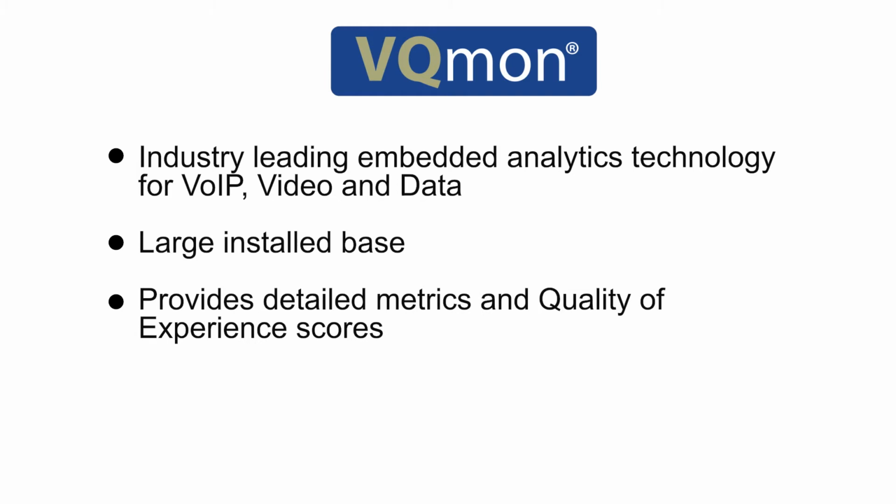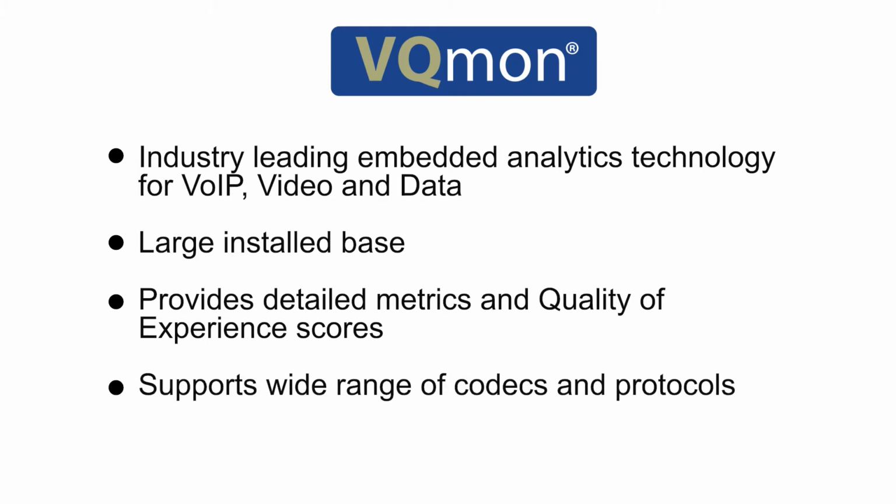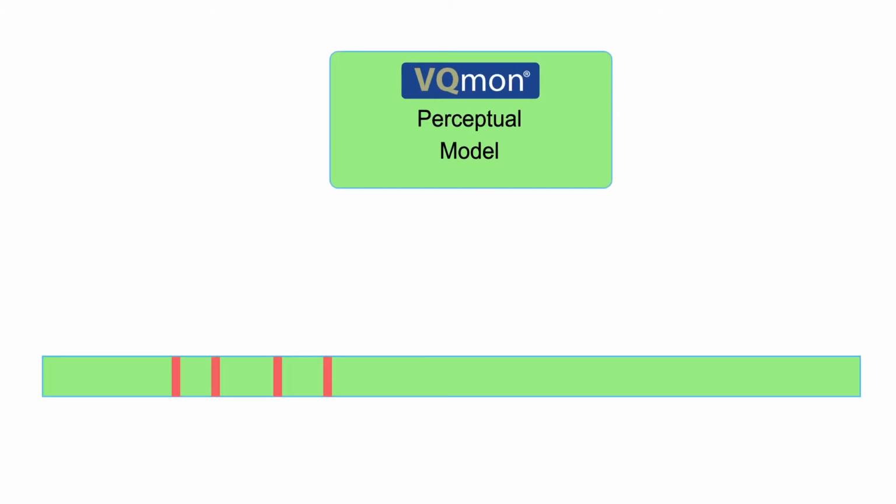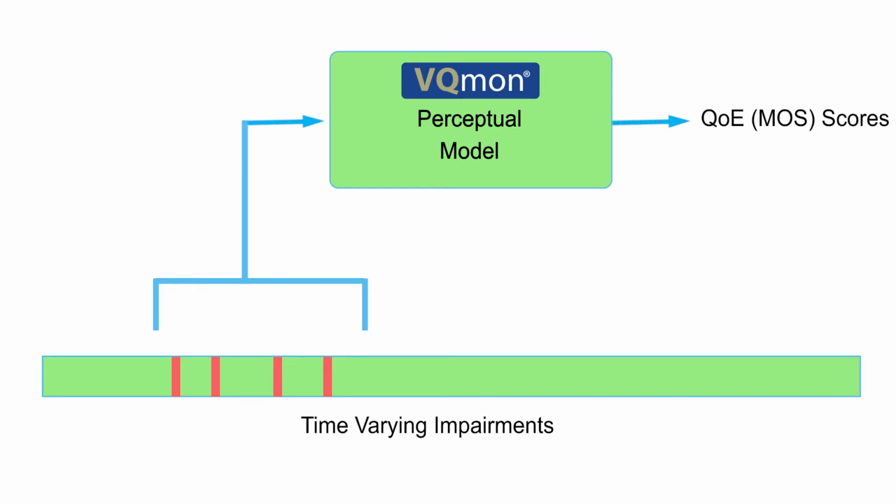VQmon provides detailed performance metrics, including quality of experience scores, for voice over IP, video conferencing, video streaming and data, and supports virtually all voice, audio, and video codecs and media protocols. VQmon delivers reliable and accurate metrics due to its unique perceptual quality model, which understands the impact of time-varying and transient problems on user-perceived quality. This model has been deployed in the field for 20 years and has proven to give more accurate and stable QoE scores than other approaches.